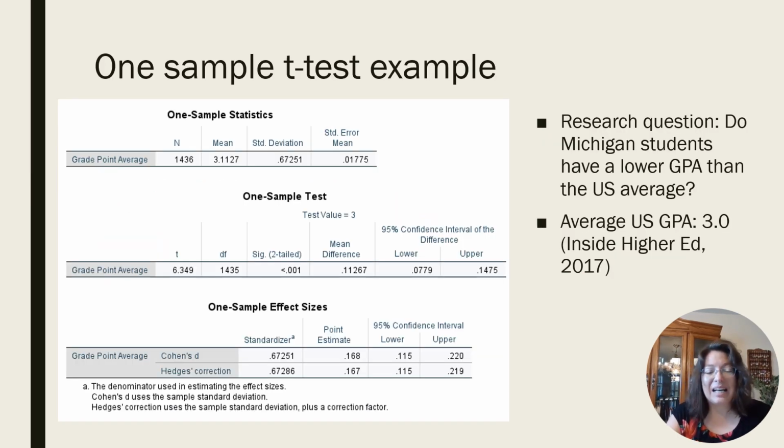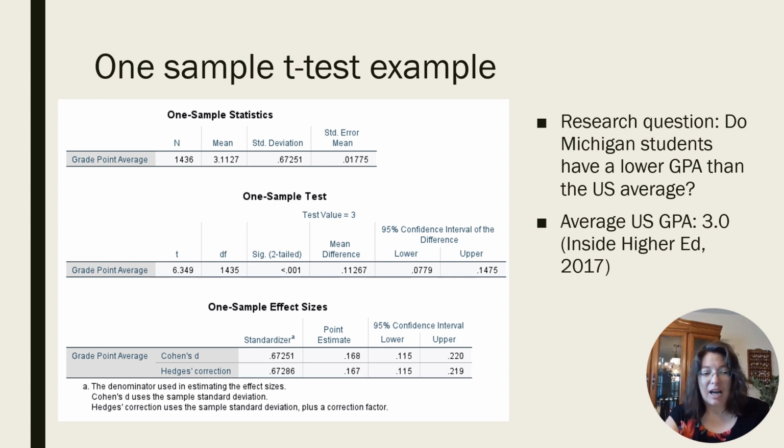Here is an example of a one sample t-test using the data from the Monitoring the Future data set. So this is what your output is going to look like in SPSS. So the research question here was, do Michigan students have a lower GPA than the US average? Because our Monitoring the Future dataset is from the US. So we have our average for the sample, which is 3.11, and we compare that against the average US GPA, which we know to be 3.